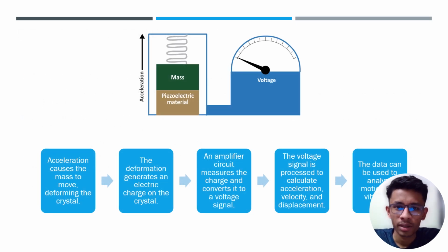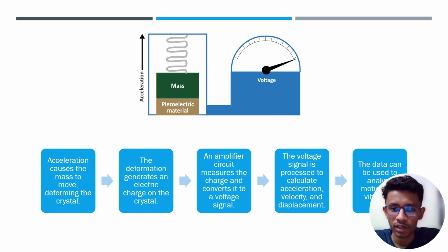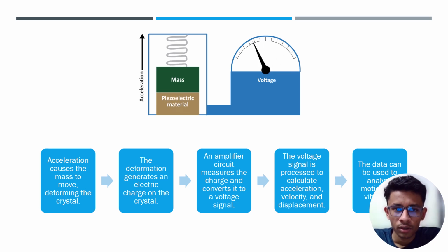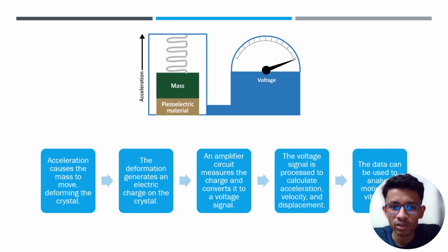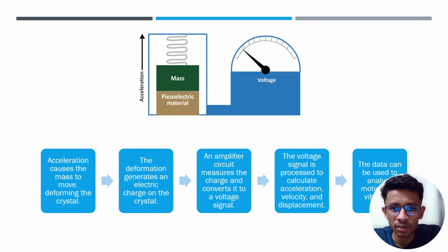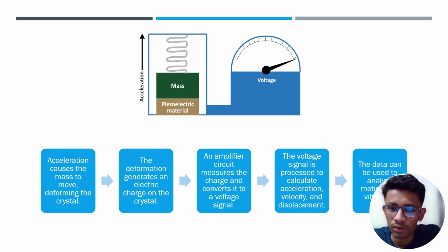The following clip demonstrates the working of a piezoelectric accelerometer. Acceleration causes the mass to move, deforming the crystal. Deformation generates charge on the crystal. The amplifier circuit measures this charge and converts it to a voltage signal. The voltage signal is then further processed to calculate acceleration.